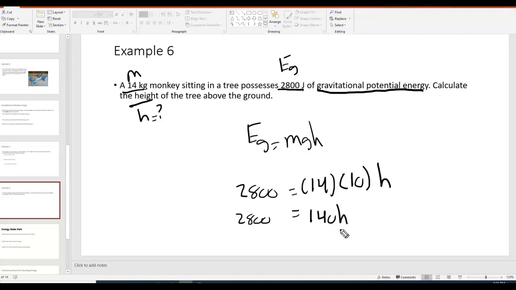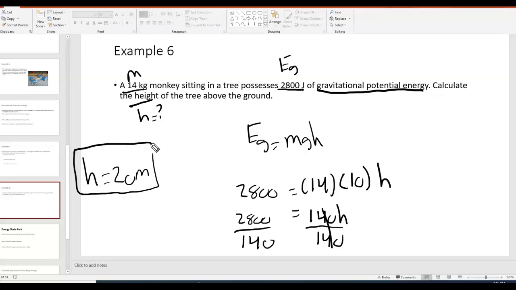I say, okay, what's being done to h? It's being multiplied by 140. So to undo that multiplication, I want to divide both sides by 140. Okay, if I do it on one side, I have to do it on the other. And so I find that the height is 2,800 divided by 140, which is 20 meters, which is a pretty tall tree. Okay, if you want to know what a meter is, somewhere around 3 feet. It's not exactly 3 feet, but it's pretty close to 3 feet. Okay, so that is example 6.